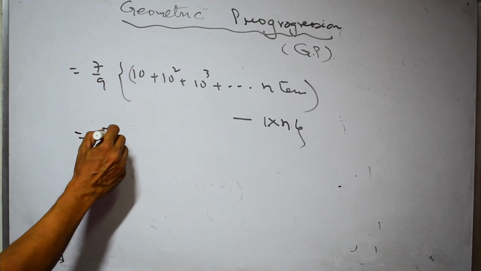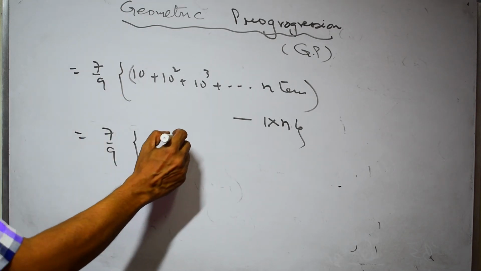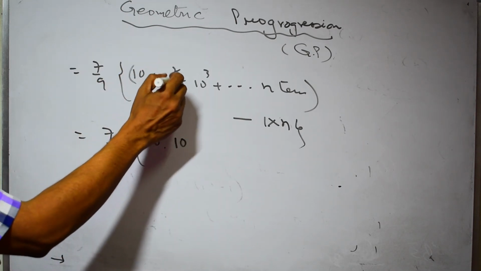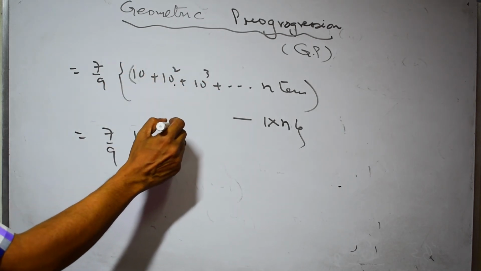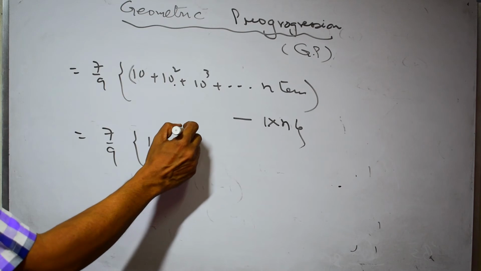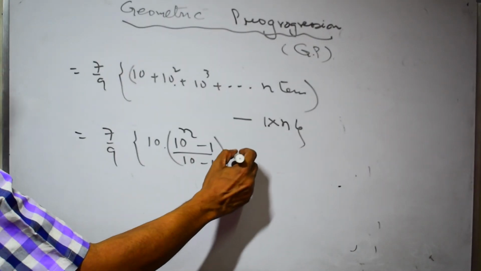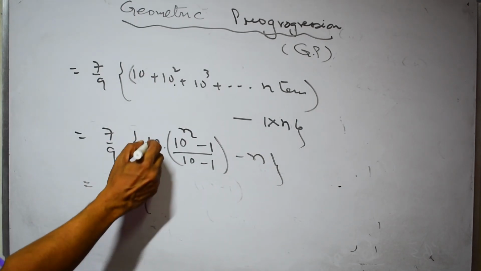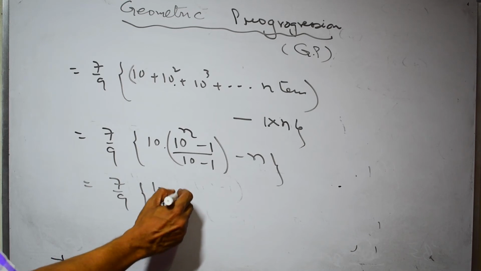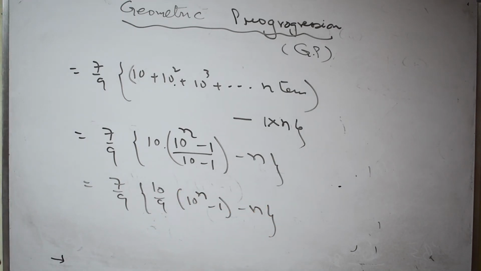So our answer is now clearly in GP. 7 by 9 is outside, and this is A, the first term. Then R is 10, because if you divide 100 by 10, 1000 by 100, all are 10. That is the R. So 10 to the power n minus 1 by 10 minus 1, minus n. So the final answer we can write is 7 by 9 into 10 by 9, 10 to the power n minus 1 minus n. This is a very important type of problem.